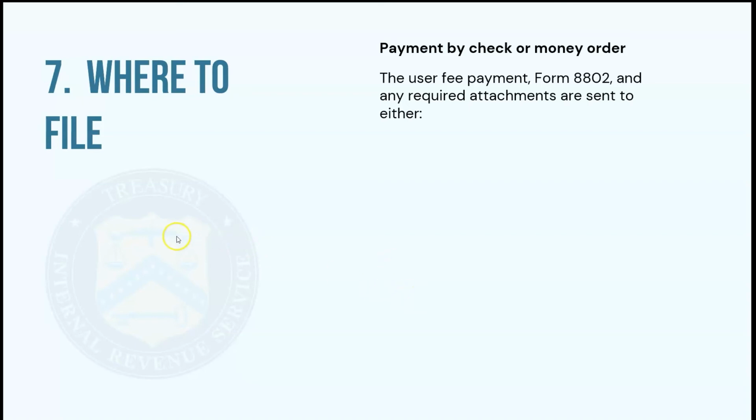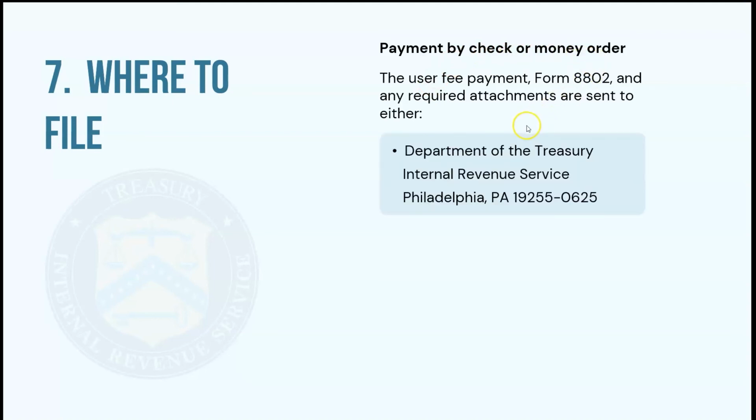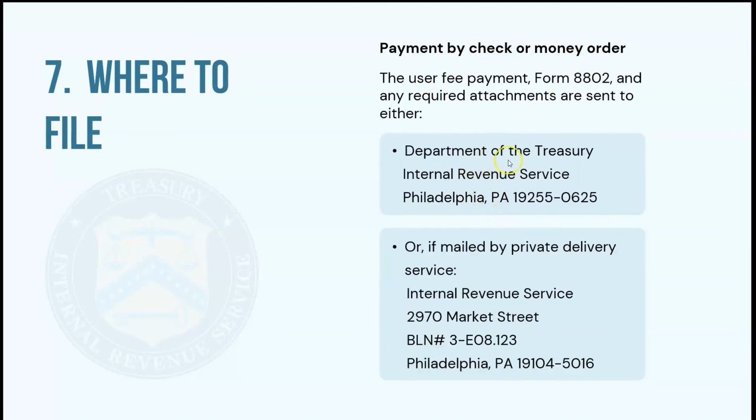Now, where do you file these forms? Payment, you can pay by check or money order. If you're paying by check or money order, you send it to the Department of Treasury. This address is here. And you could also mail it by private delivery. If you're using FedEx, DHL, and stuff like that, you could use this address.